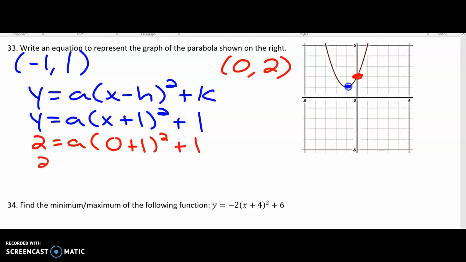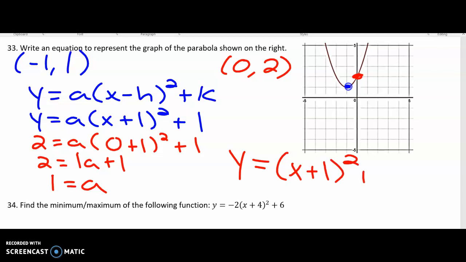I go ahead and do this. I have 2 equals 1a plus 1. Okay, so I'm going to subtract 1, so a is equal to 1. So in this case, a ended up being 1 for us, so y equals (x plus 1) squared plus 4. Okay, it's just plugging into our formula and being happy with it.